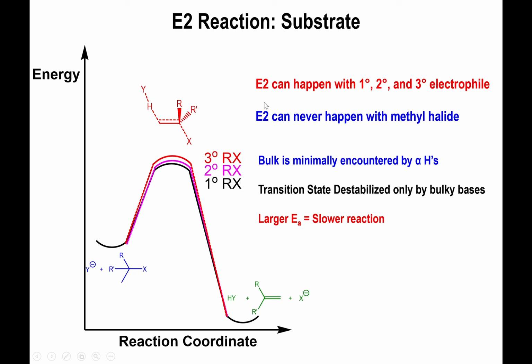And there is a small increase in energy, but it's small enough that it doesn't really affect things all that much. So you can definitely do an elimination with primary, secondary, and tertiary electrophiles. The one thing you can never do, however, is undergo an elimination with a methyl halide. And the reason why is because you need two carbons. You need to have a neighboring carbon to the one that bears the leaving group for you to do an elimination. So if you do have a methyl halide, or a methyl with some leaving group bound to it, that's going to be guaranteed to undergo an SN2 reaction, never E2.